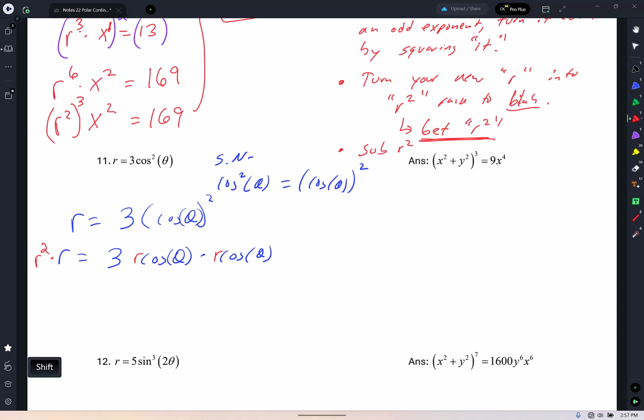Look at this. That cosine times cosine, that's your cosine squared. I added that r, I added that r. Look, that's r times r, that's r squared. So whatever you do to the right side, you do to the left. So now look what I have.